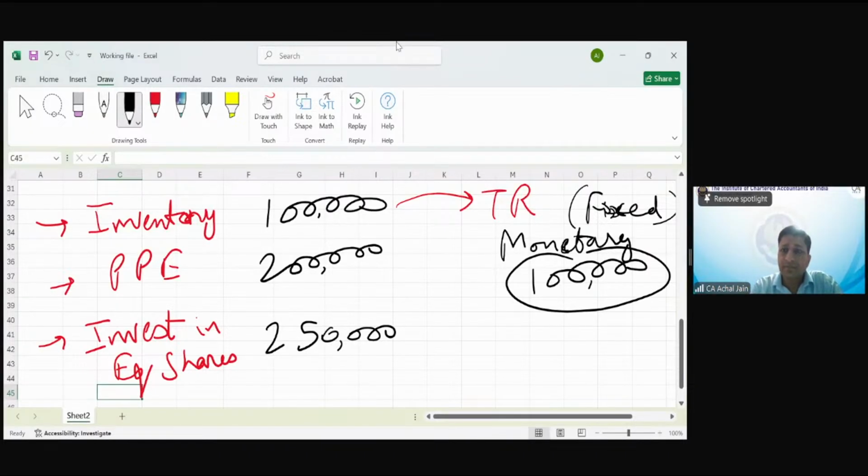So what I am thinking is, if this question was given to me that PP is 2 lakh, investment in equity share is 2.5 lakh, inventory is 1 lakh. Inventory I got it, that by trade receivables we can fix it, but PP and investment we cannot fix it. Okay, so we cannot fix it, so it is non-monetary. Correct. You are yourself answering this question, isn't it? Yes, sir. Clear now? Yes, sir. Now clear. Okay, very good. Thank you, sir. Sure. All right.